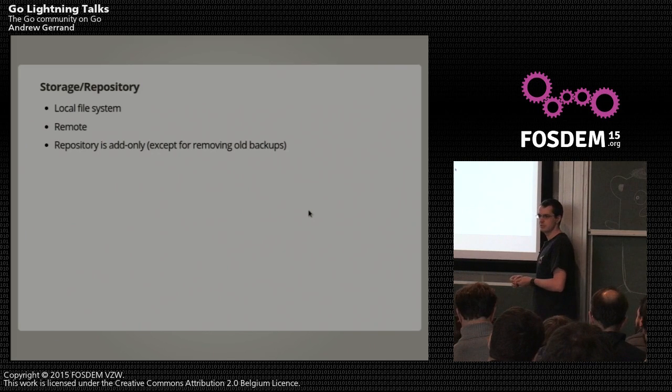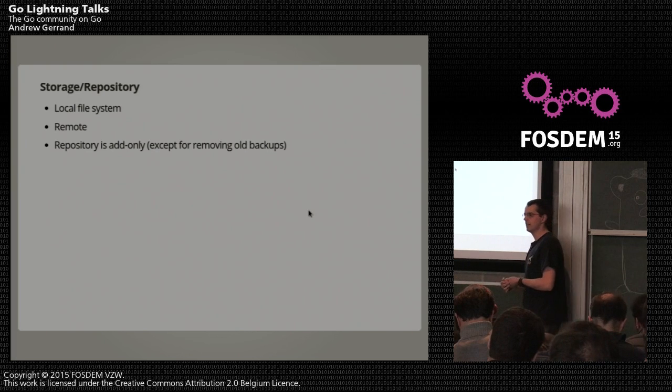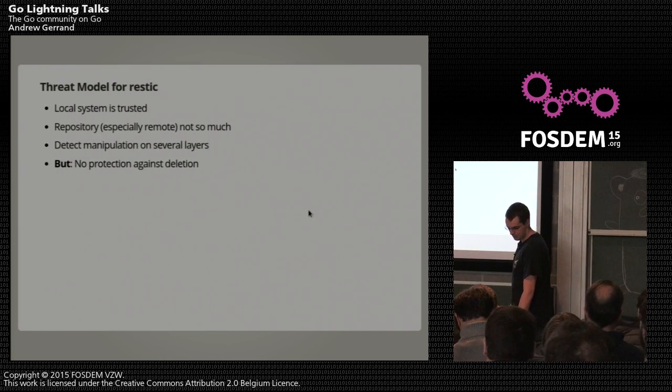You don't need a shell on the other end, but you have to have SFTP access over there. And the repository in my design is add-only, except when you purge old backups. So this is no problem when you have, for example, several servers pushing into the same repository at the same time. You don't get the optimal deduplication, but that's not necessary. But nothing breaks if that happens.